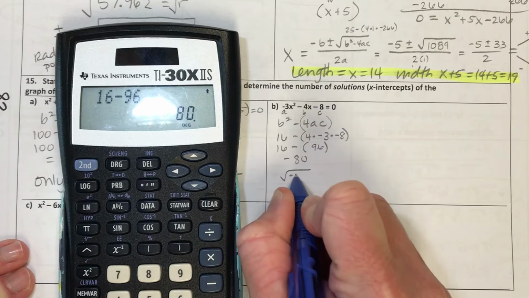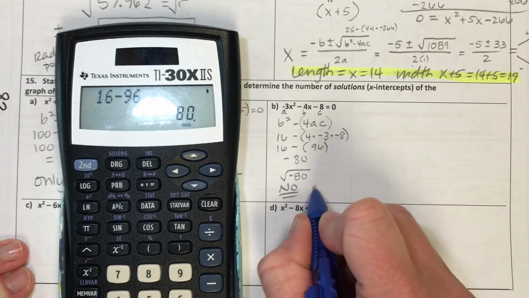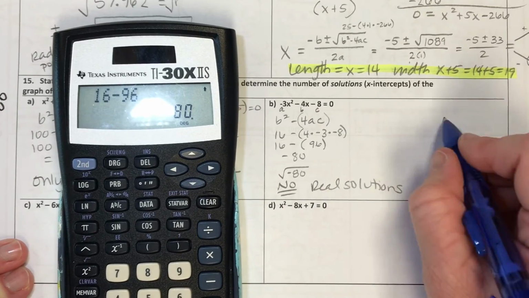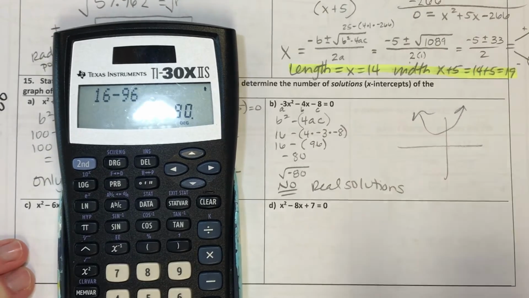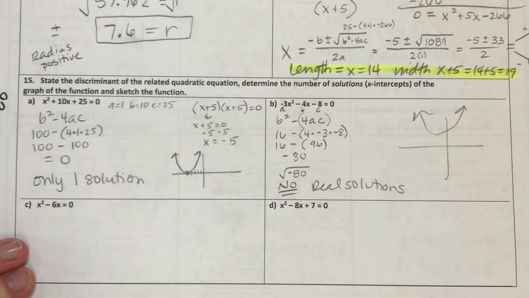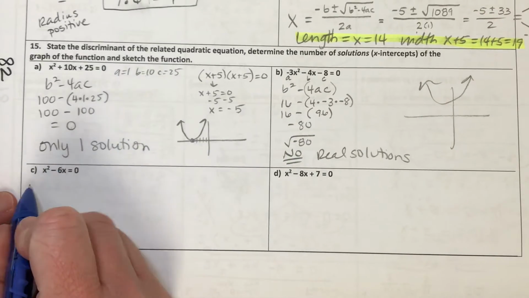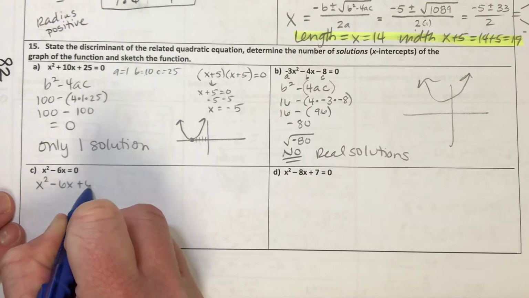And if I were to take the square root of negative 80, that would give me no real solutions. So that means somehow my graph is going to be up above the x-axis, and it's not going to cross and get any x-intercepts.